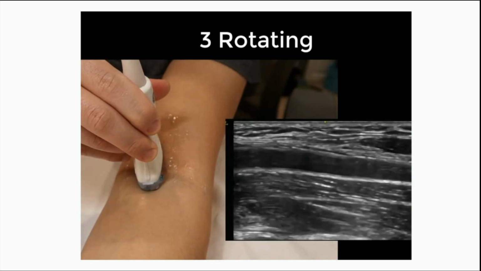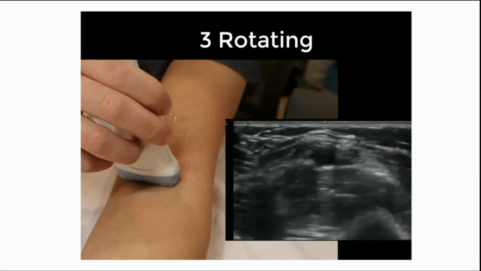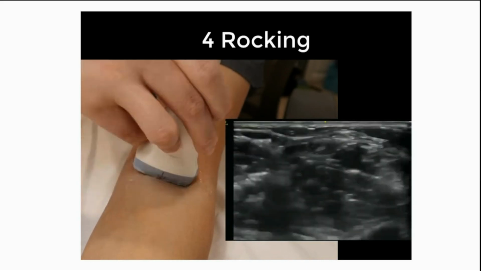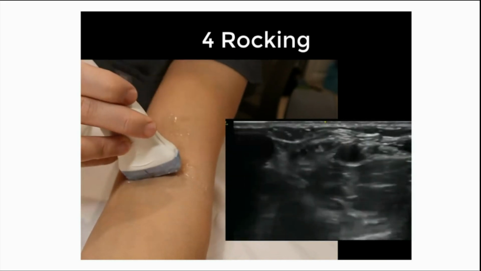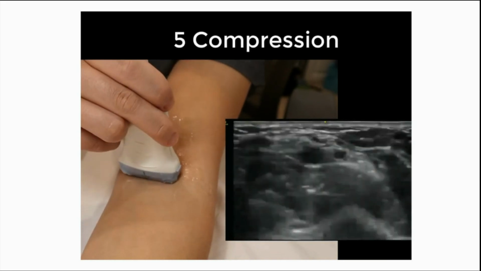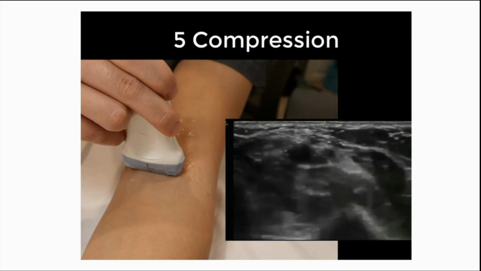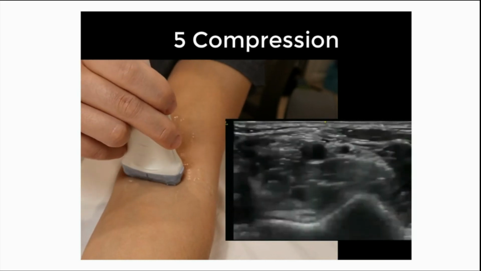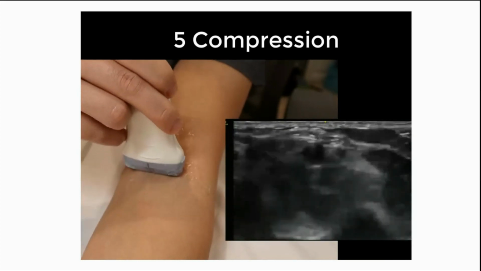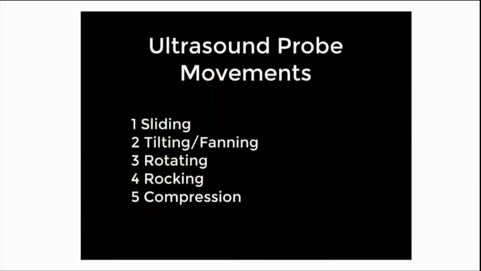Rotating is rotating in either the counterclockwise or clockwise direction. Rocking is a rotation along the long axis, keeping it at 90 degrees. And compression is for us to visualize, for example, vessels.